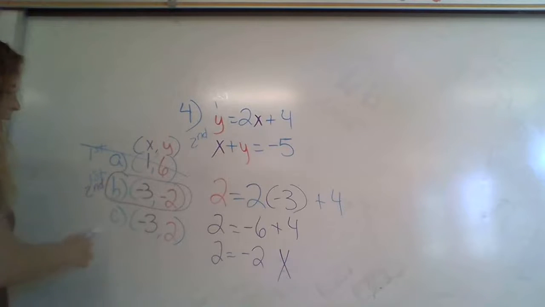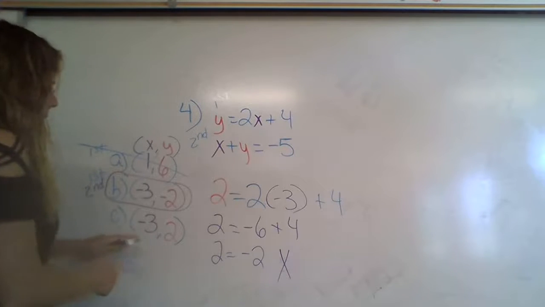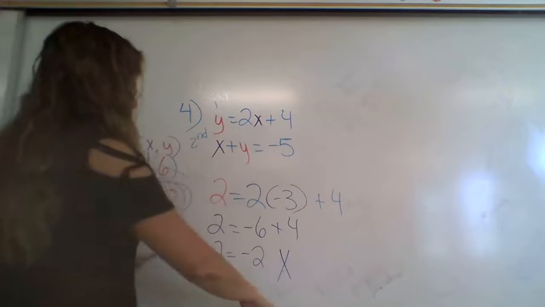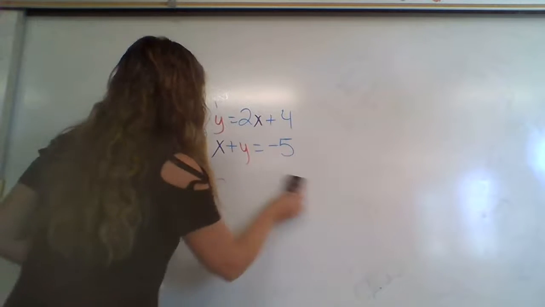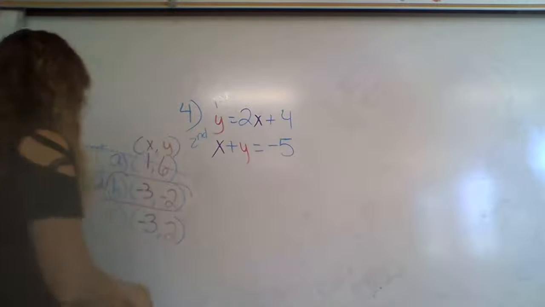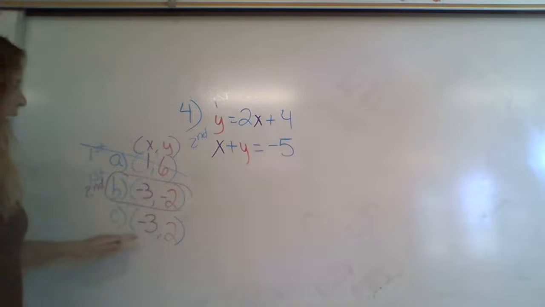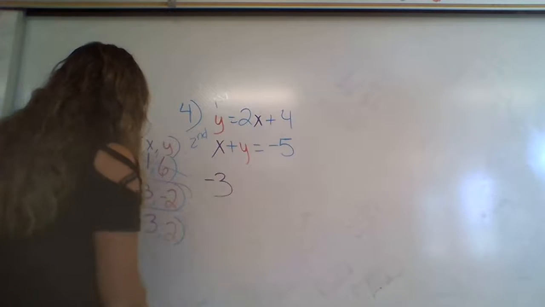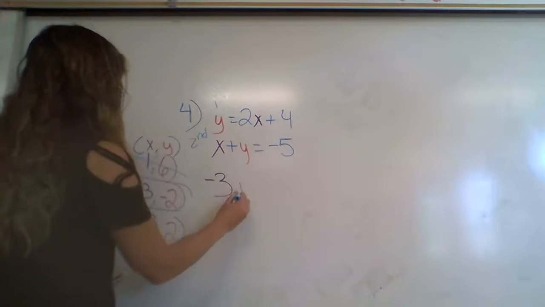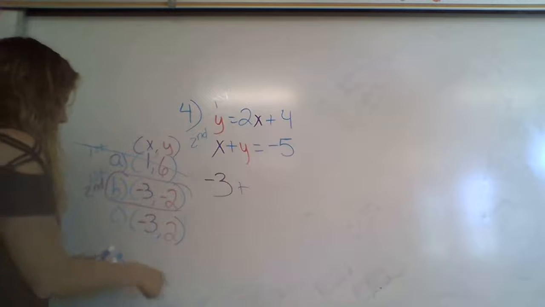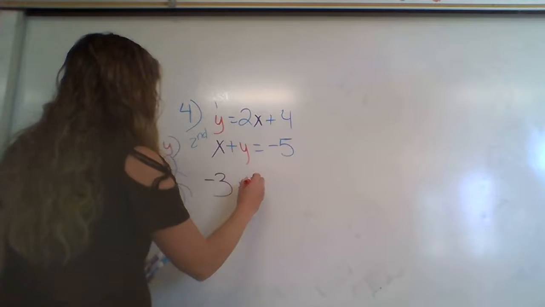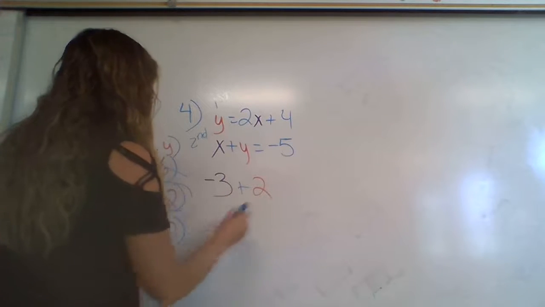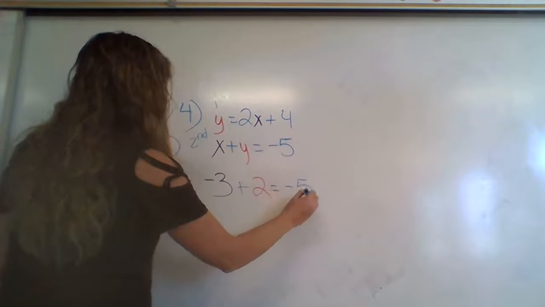I'll go ahead and substitute the last. I'll do the last one. So we'll substitute this point into this equation and see what happens. Okay, x is -3 plus y, which is +2, equals -5.